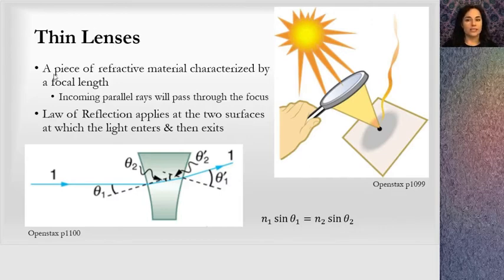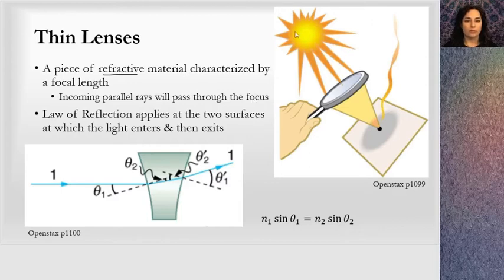So with thin lenses, what we have is a piece of refractive material characterized by a focal length. We're going to use a lens very thin in the middle. That's why I'm calling them thin lenses. Thick lenses, this won't happen for. But with thin lenses, the two sides of that lens are symmetric with one another. When the shape of that lens is like that, all incoming parallel rays will pass through what we call the focus, the focal length.